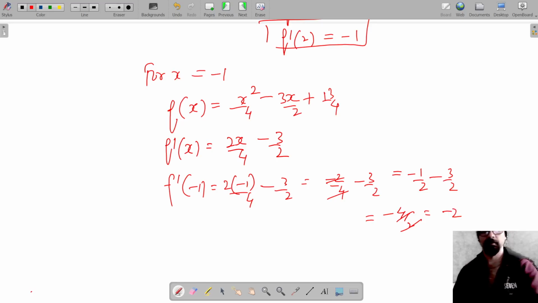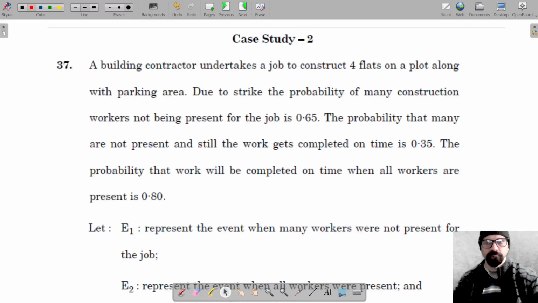Okay, moving on to the next question. For question number 37, let's read the question first.